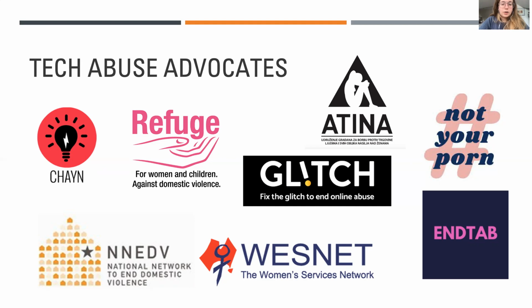So just a quick slide to shout out a couple of the organizations that are doing really great work in this space. For example, in the UK, Refuge, which has a whole network of domestic violence shelters, has been doing really great work on tech abuse. Newer organizations like Chayn or Glitch focus specifically on online abuse, as well as NTAB with Adam Dodge, or Not Your Porn, which is a campaign about image-based sexual abuse. The National Network to End Domestic Violence in the US, WESNET in Australia, Atina in Serbia.